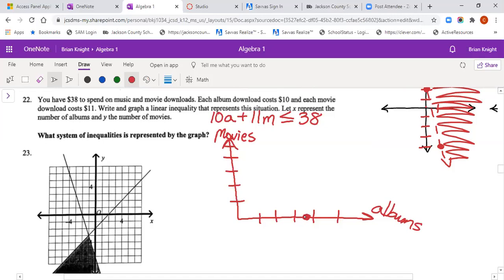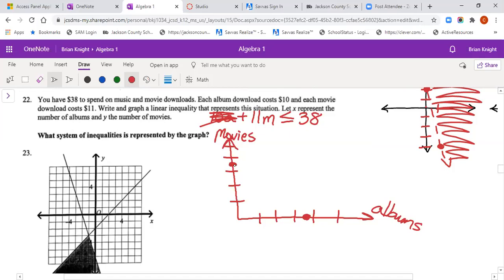And then I do the same thing for the movies. I can let A be what? 0. So you cover it up, all right? Pretend like it's not there. 38 divided by 11, I believe, is like 3.5, 3 point something, okay? So 1, 2, 3, I'm going to put it about 3.5, somewhere close, okay? Remember, it's just a sketch, all right?